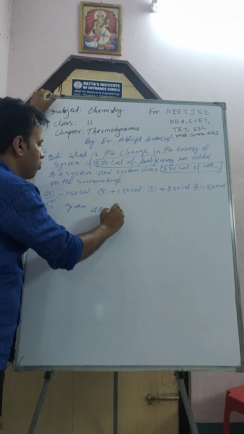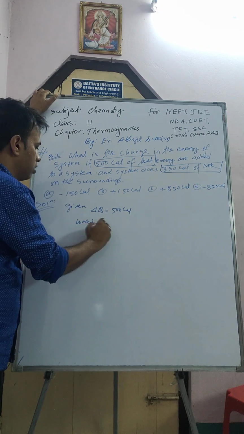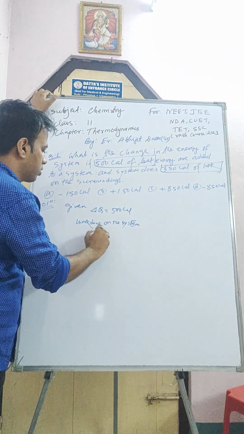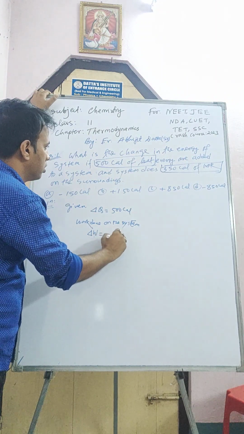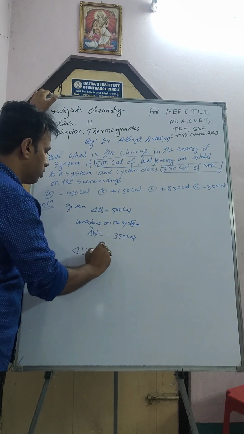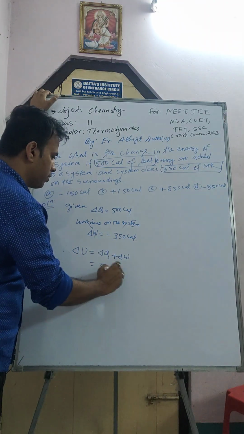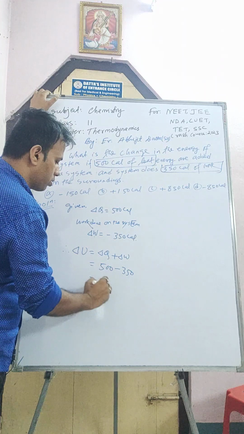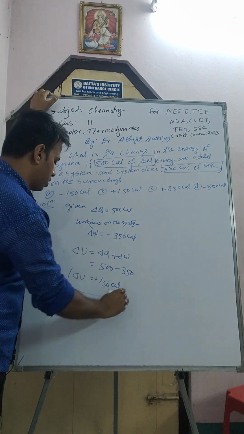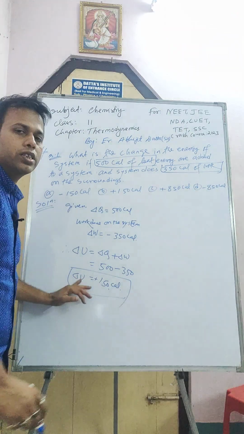del Q is equal to 500 calorie, work done on the system is W equal to minus 350 calorie. So we know that internal energy change is del U equal to del Q plus del W, okay? So 500 minus 350 is equal to 150 calorie, which will be the change in internal energy of the system, okay? So this one is the change in energy of the system.